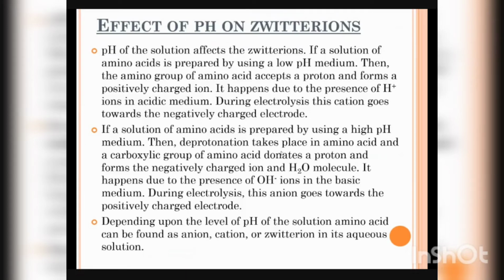If a solution of amino acid is prepared by using a high pH medium, then deprotonation takes place in the amino acid and the carboxylic group of the amino acid donates a proton and forms a negatively charged ion and an H2O molecule. It happens due to the presence of OH negative ions in the basic medium. During electrolysis, this anion goes towards the positively charged electrode. Depending upon the pH of the solution, amino acids can be found as an anion, cation, or Zwitter ion in their aqueous solution.